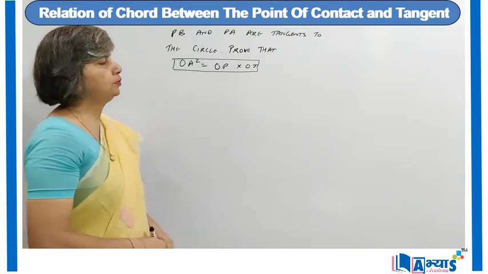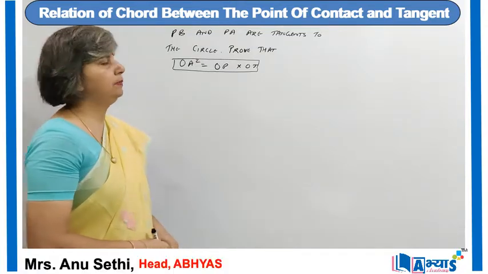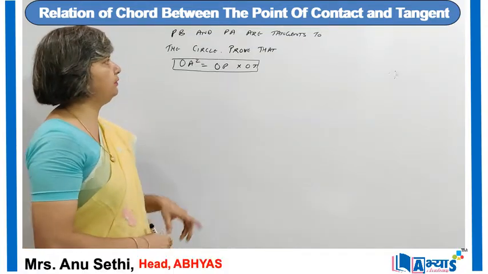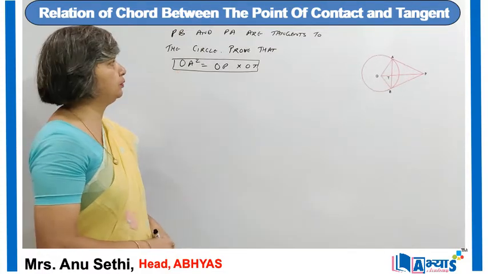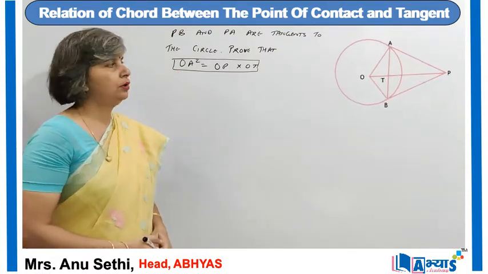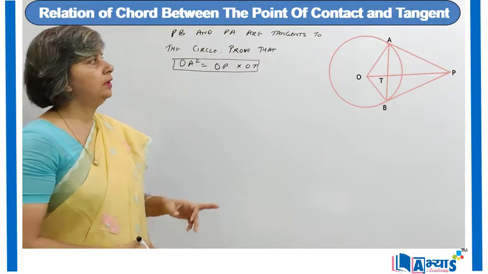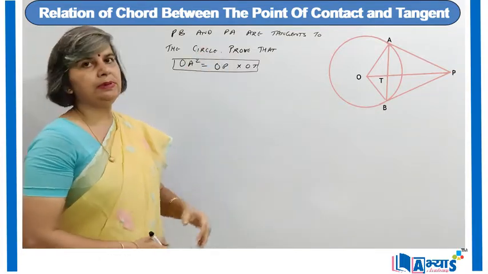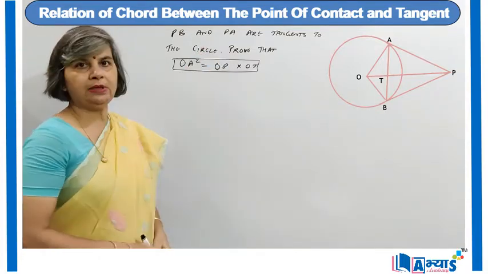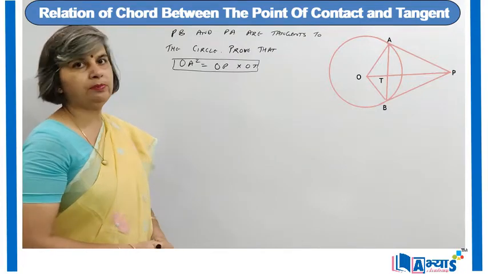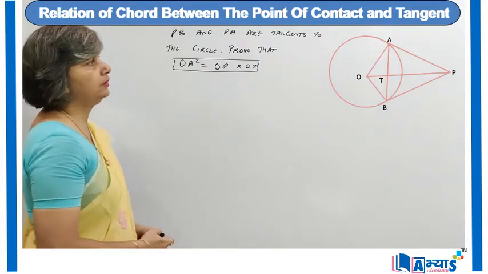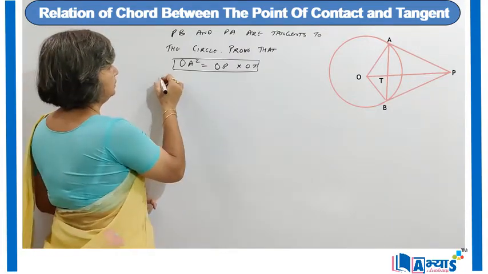Now let us try to solve the question that PA and PB are the tangents to the circle, and we have to prove that OA square is equal to OP into OT. Now as you can see in the figure, as PA and PB are the tangents, so they are of equal length from an external point P. So now from the figure, let us take triangles.